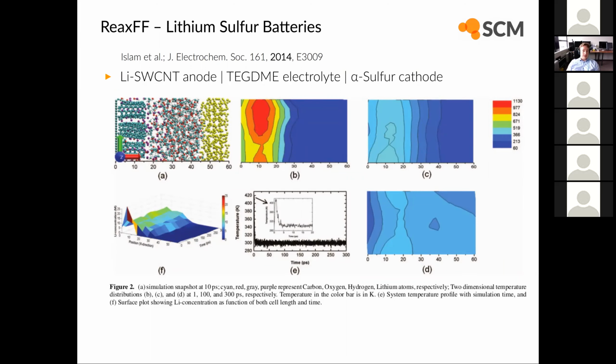So this means not only the cathode part, but also in that case a lithium anode part, which is covered by single-walled carbon nanotubes, and then an organic electrolyte material in between them. And the researchers there used a molecular dynamics simulation in order to study this discharge process.